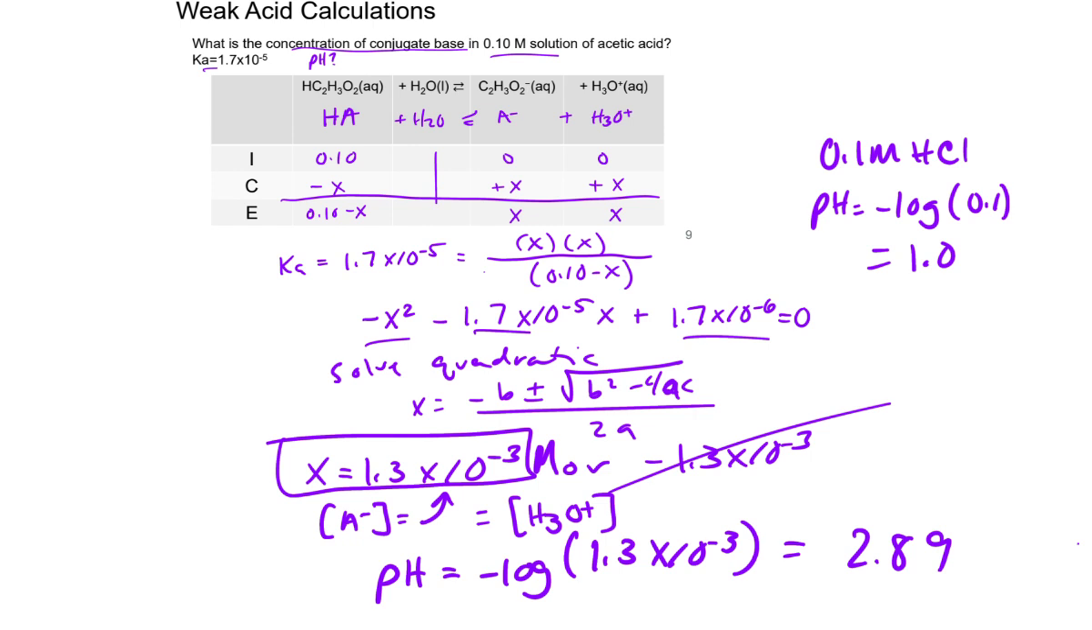Now we have a weak acid at that same concentration. The pH of a weak acid at the same concentration as a strong acid is much higher, because there's less dissociation and less formation of H+. And if we did the pH of phenol, which has a Ka of something times 10 to the minus 10, it's going to be even higher than 2.89.